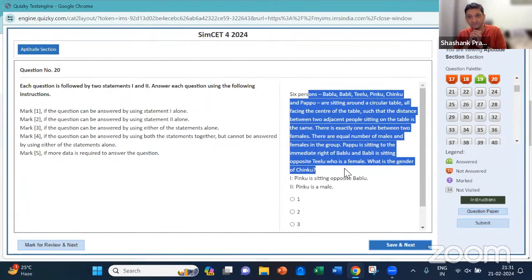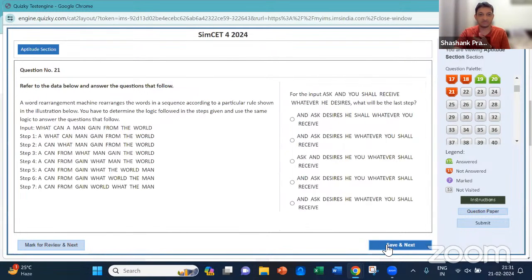Pappu and Bablu में से. So if Pinku is a male, the last person का gender मिल जाएगा, Chinku का for sure. And if Pinku is opposite Bablu, then Pinku and Bablu are of opposite genders. And Pappu and ये भी नहीं आएगा. So I think only two alone is sufficient. Not sure of this at all. Okay, my worst nightmare come true. So I love these questions, but I can't do this now, right?